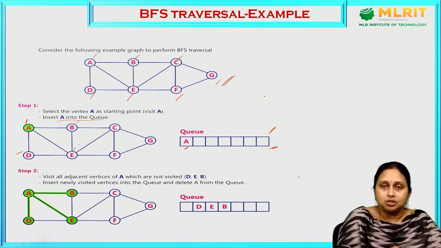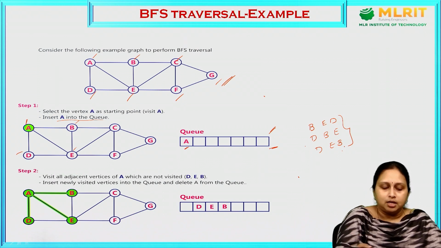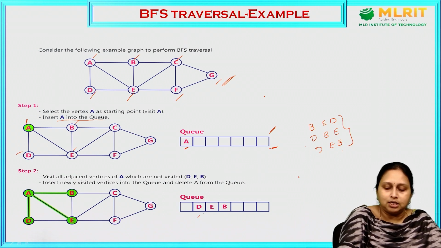While placing, you can place them in any order. Either I can place them like this, B, E, D. You can place D, B, E or D, E, B. Any order we can place, no problem. Here I have taken the order as D, E, B.